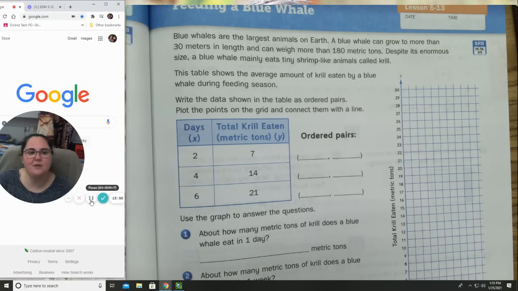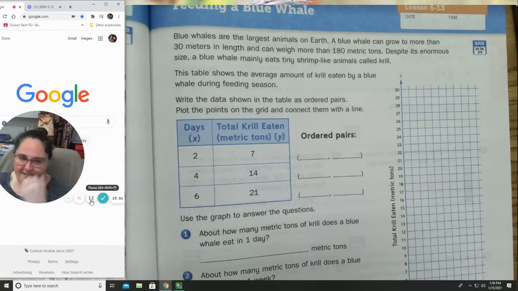So write the data shown in the table as ordered pairs. Plot the points on the grid and connect them with a line. What are my ordered pairs? You know how to do this. Make sure that you have your parentheses and your comma, or your answer will be wrong.